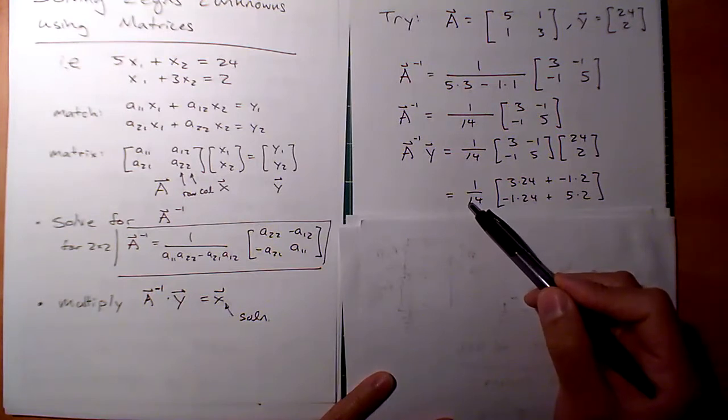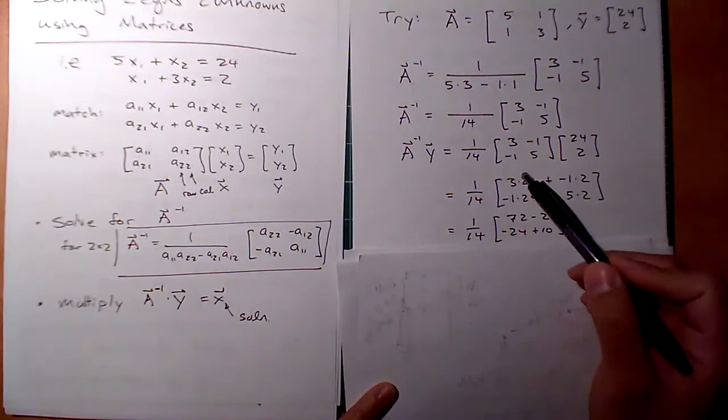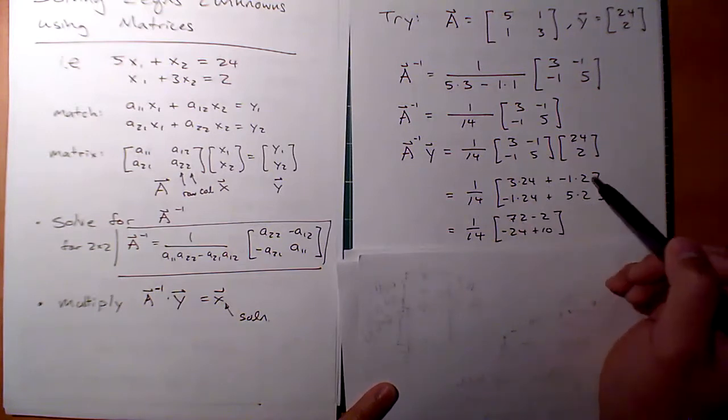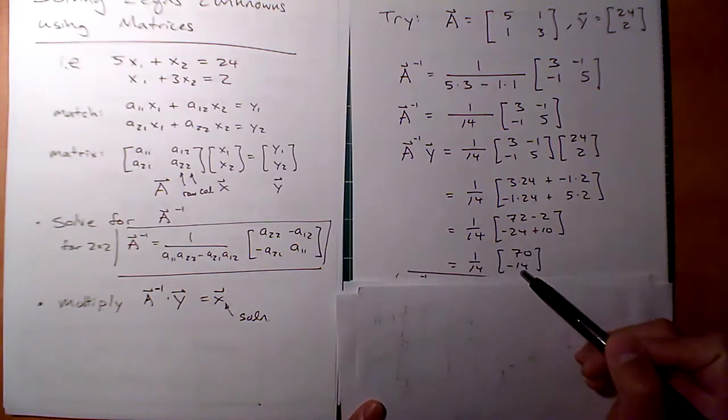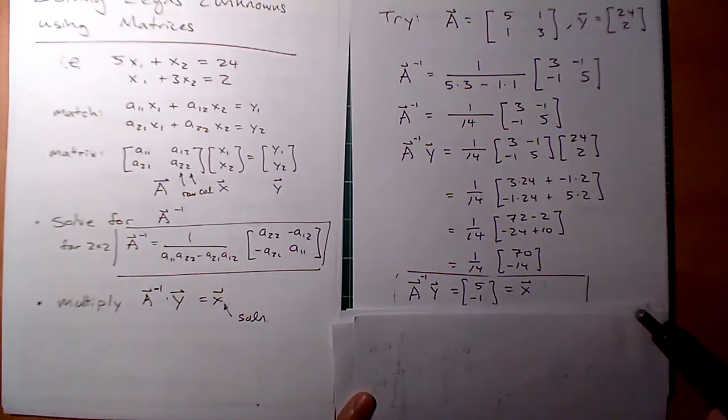This 1 over 14 goes into everything. And what I get is, well, it looks like I'm breaking it down a little slowly. 72 minus 2, yeah. And then I get 70 minus 14. So I'm doing this very slowly. And I get 5 and -1. So what is that saying?